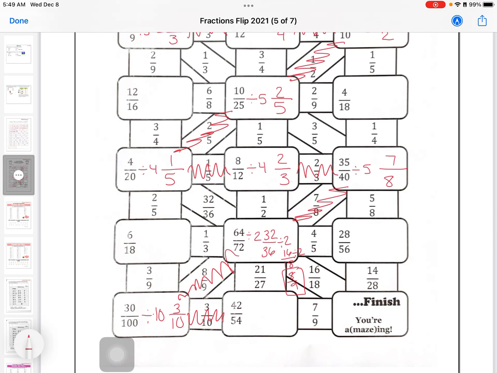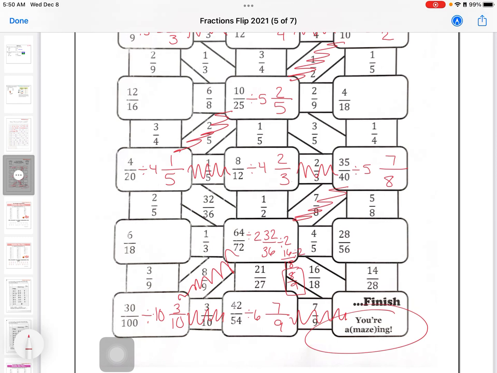How about 42 and 54? Okay. Maybe you're thinking evens. Maybe you're thinking 3, or maybe you're thinking 6. All of those would work. I'm going to choose 6 because it's the largest factor, and 42 divided by 6 is 7, and 54 divided by 6 is 9. So 7/9.